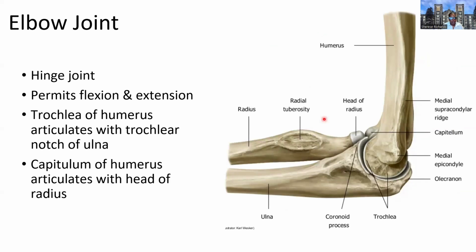Let's move down to the elbow. Now, the elbow is a hinge joint. So again, a different category of joint altogether. It only has movement in the sagittal plane. It only has movement of flexion and extension. It's going to be articulated by the trochlea of the humerus articulating with the trochlear notch of the ulna, as well as the capitulum of the humerus articulating with the head of the radius. And we kind of talked about those articulations and the flexion extension movements before.